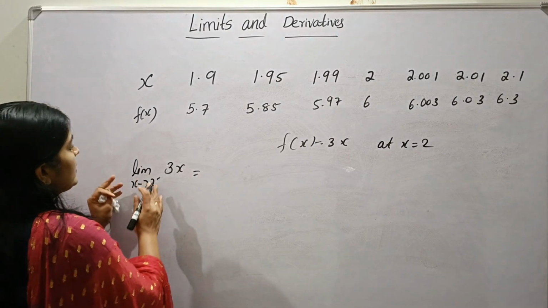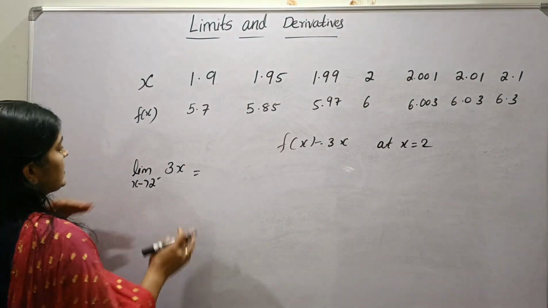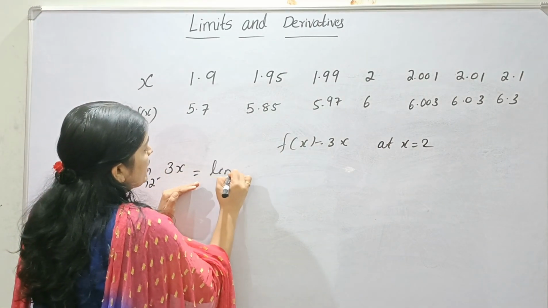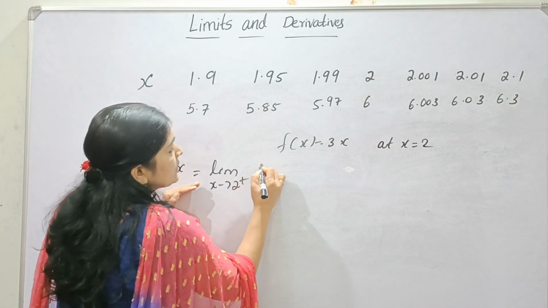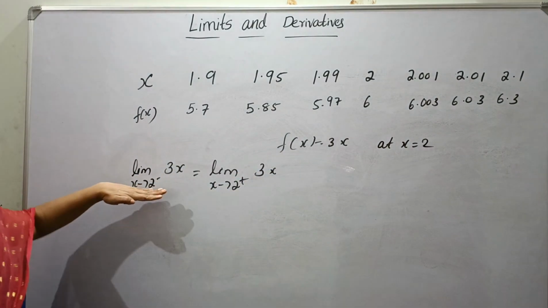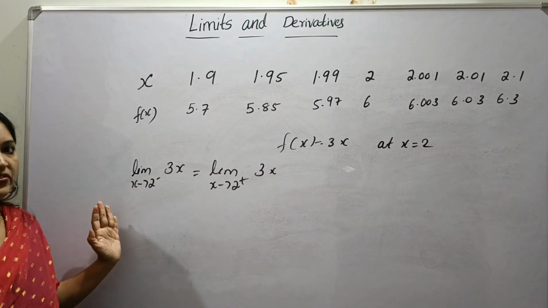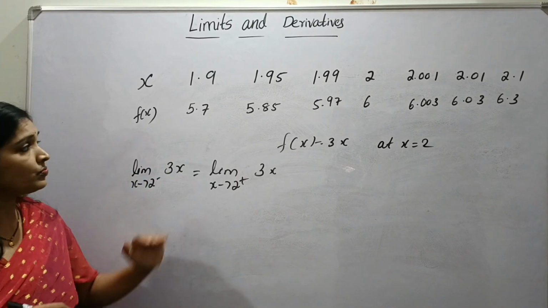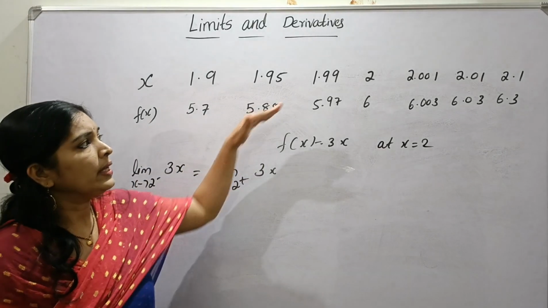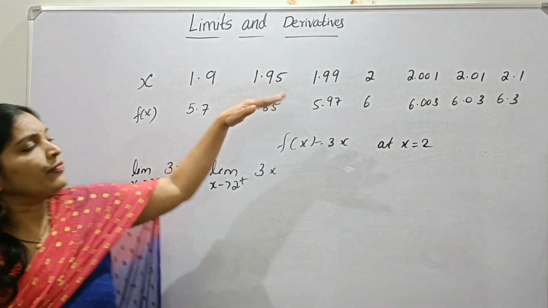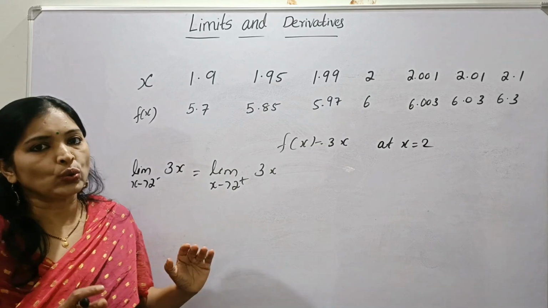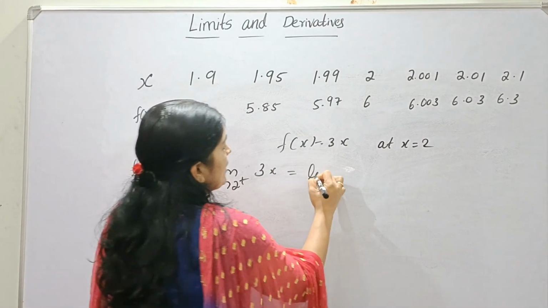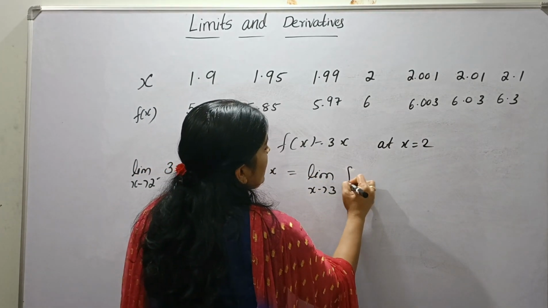So here we can write limit x tends to 2 minus 3x, 3x is the function, okay, is equal to limit x tends to 2 plus 3x. That is, when x is approaching from the left side, the limit of the function is approaching 6. Okay, so here also on the right side, when the x values approach 2, the f of x is approaching 6, right? So here also that is equal to limit x tends to 2 f of x.